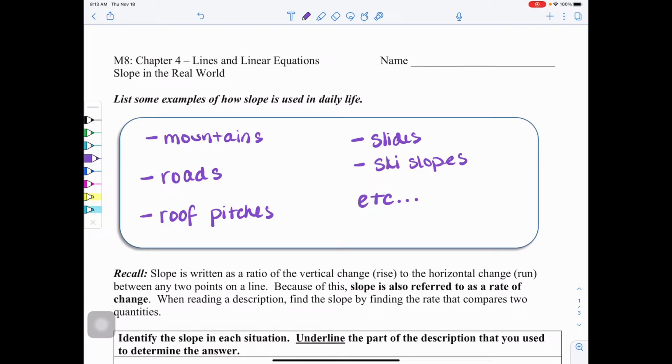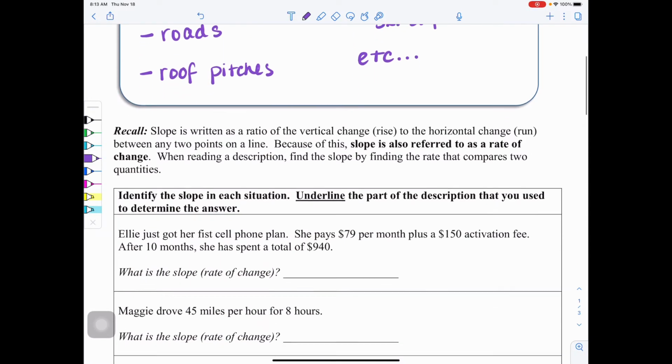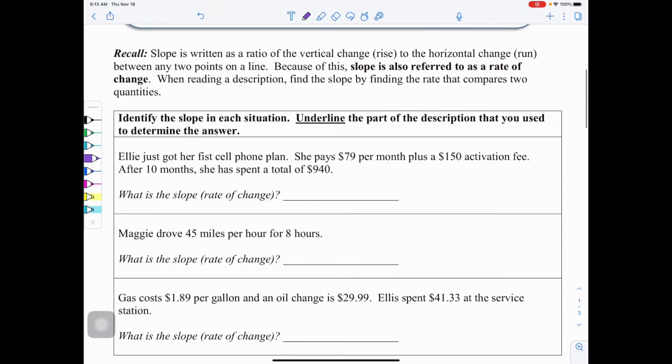So to move on with our lesson on slope in the real world, I want you to recall what slope is. Slope is written as a ratio of the vertical change, which is the rise, to the horizontal change, which is the run. So we wrote M equals rise over run. And this is between any 2 points on a line. Because of this, slope is also referred to as a rate of change.